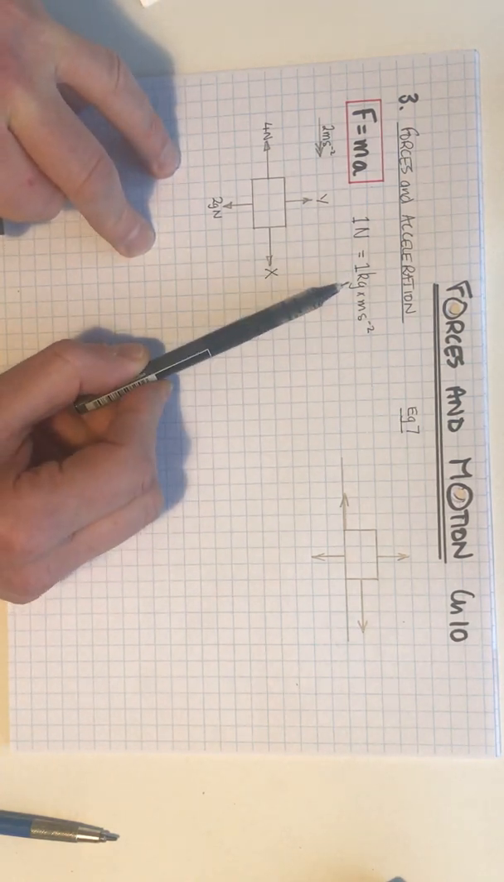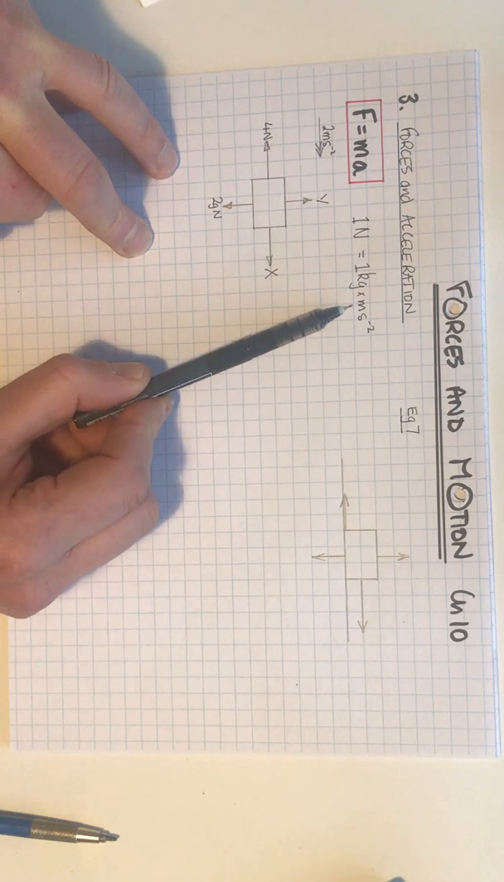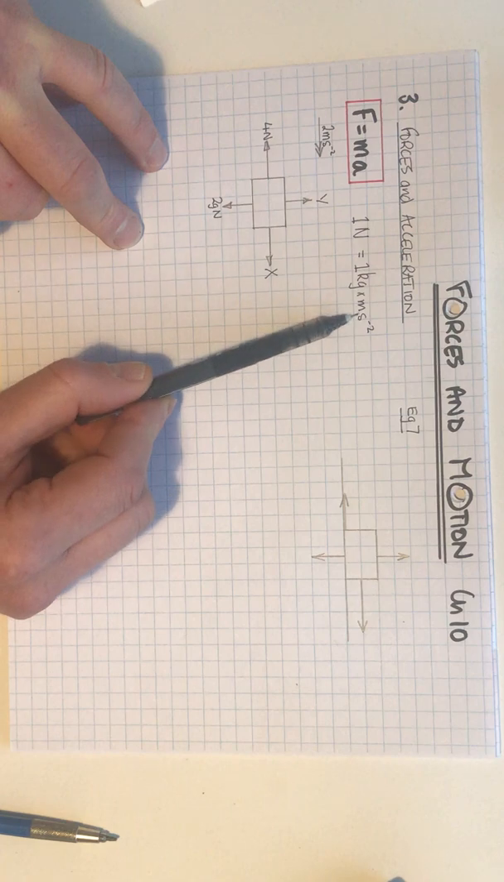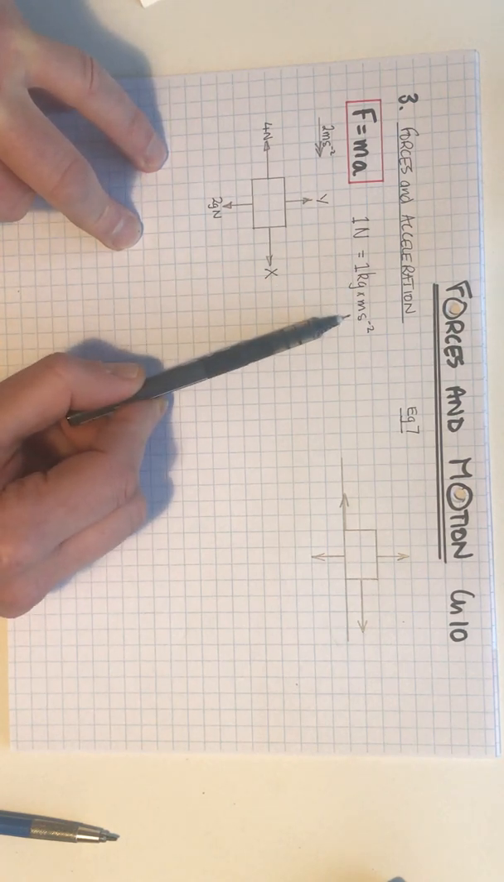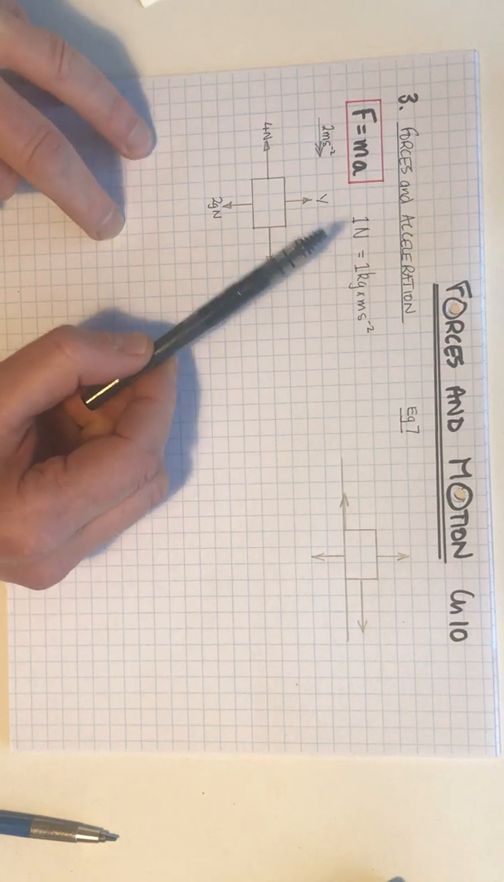If your units for mass or acceleration are different to kilograms and meters per second squared, I would strongly recommend you convert them to these two and then do your calculations. So all your force units will therefore be in newtons.